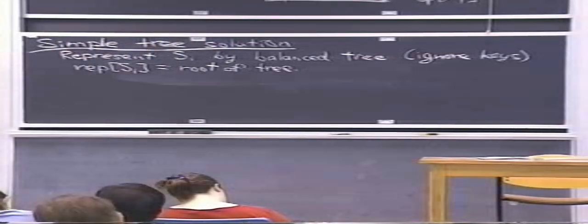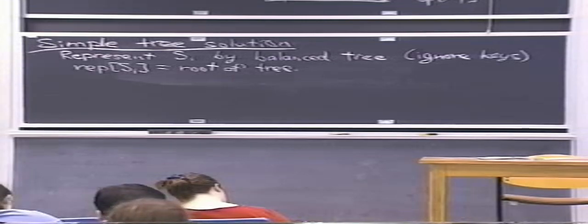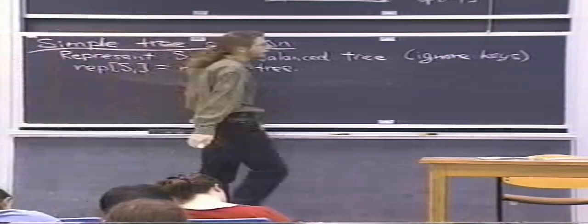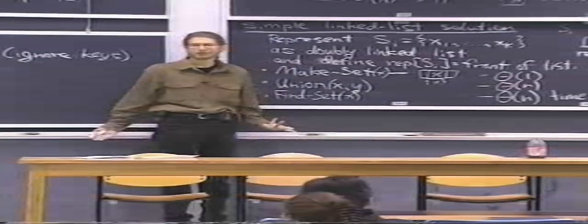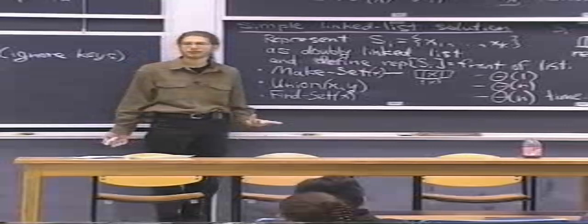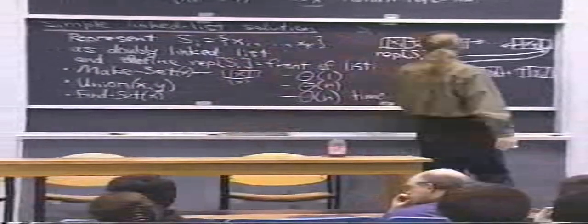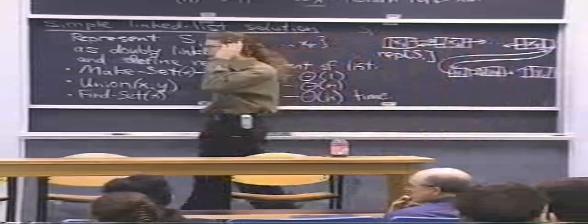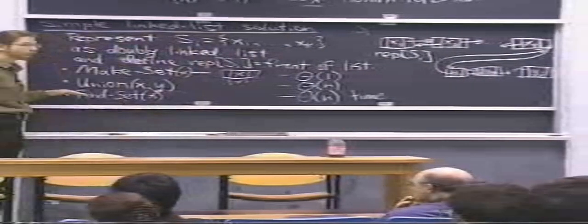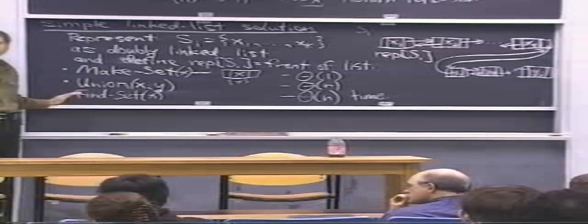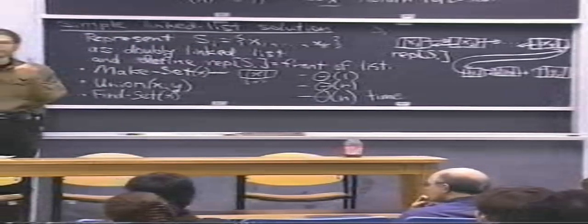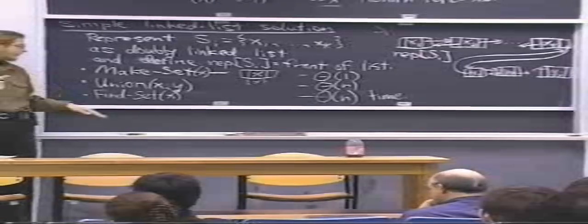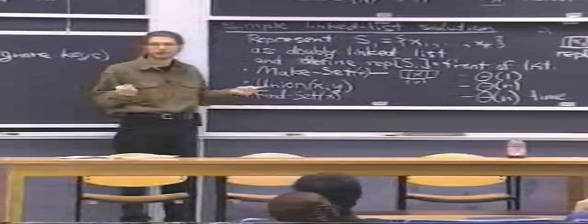Is the representative element allowed to change over time? The representative element is allowed to change as long as you're changing the set. So if I do union of x, y, the representative element has to change for one of the two sets. So here, it changed for y. It didn't change for x. But it's okay. It's allowed to change every time I do a union. The key property I want is that as long as I'm just doing finds, the representative doesn't change. So in particular, given two elements, I can tell whether they're in the same set by running find on one and find on the other and seeing whether that returns the same thing. So that's the property I want. Good question.